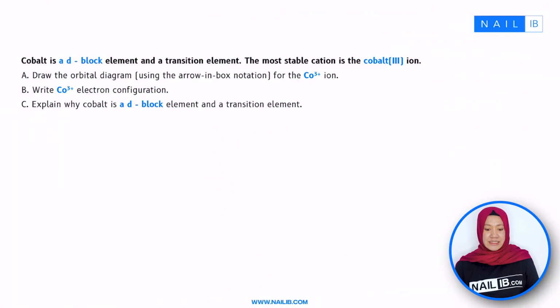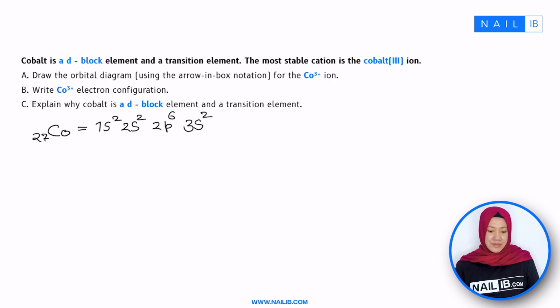So before we write the Co3+ electron configuration, let's write the Co only electron configuration. So 1s2, 2s2, 2p6, 3s2, 3p6, 4s2. So this one is already 20. So we need 3d7, right? So this will be [Ar] 4s2 3d7.